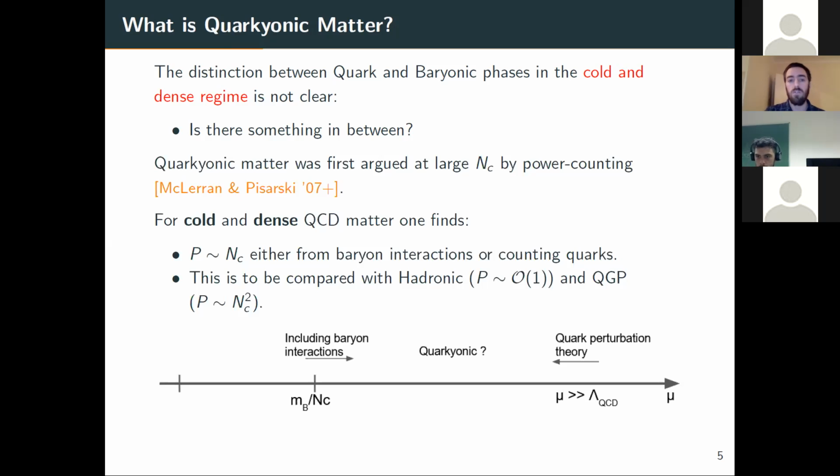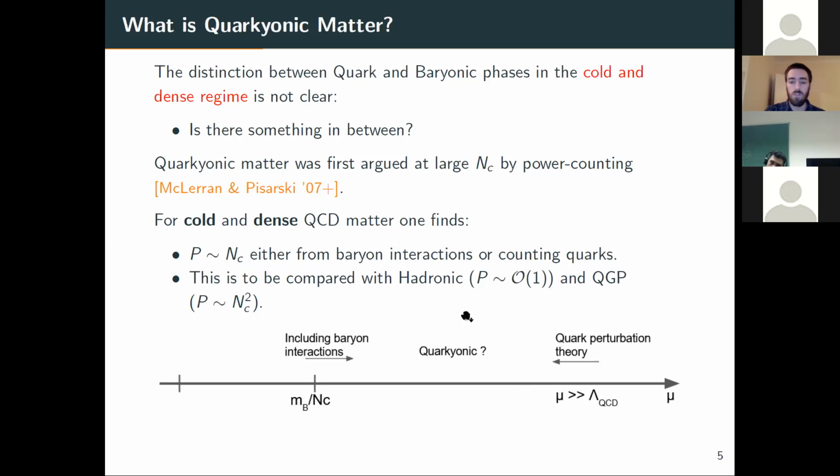And this is different from the vacuum or hadronic phase, where you have a pressure that scales like 1 because of confinement, and the quark-gluon plasma, where you have a pressure that scales like N_c squared because of the counting of the gluon degrees of freedom. So the idea, if I focus on the horizontal axis in my diagram, I know that there is some point where there's an onset of baryons. But when I start including interactions, I start having more and more contributions of this sort, with the pressure scaling like N_c, which is the same as I have from the asymptotic regime at high density.